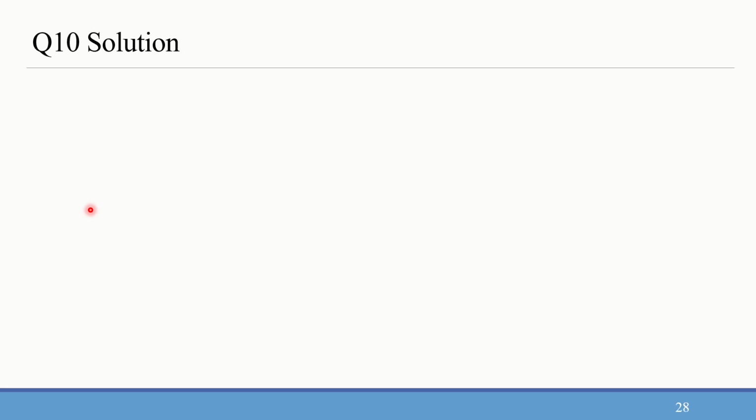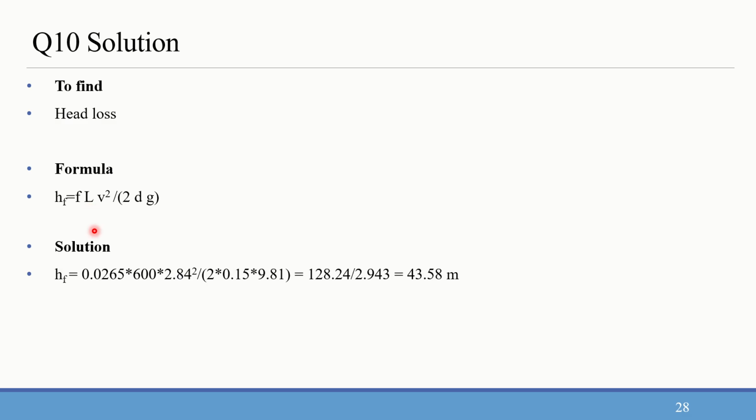Head loss is obtained as dash meters. The formula we know, and f we calculated as 0.0265, into 600, into V which is 2.84, divided by 2 into 0.15 into 9.81. Here 0.15 meter is the diameter of the pipe, and g is 9.81.